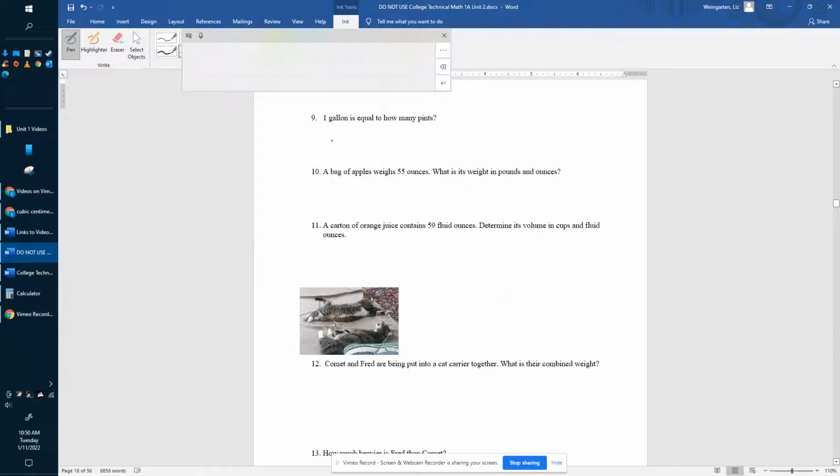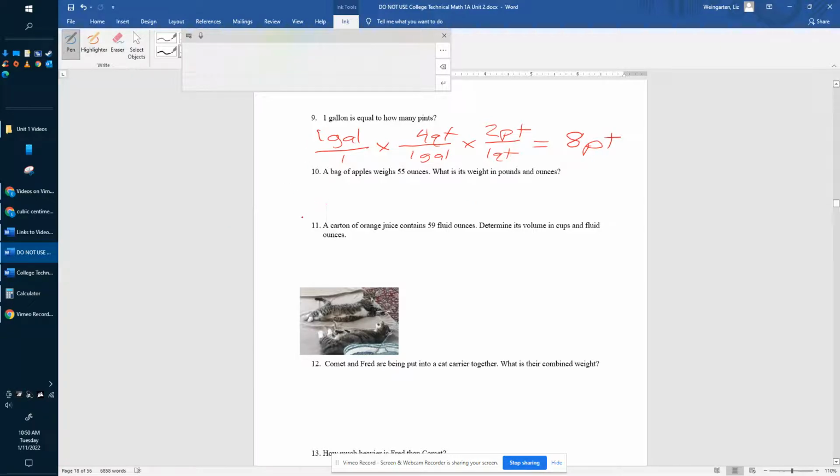How many pints are in 1 gallon? So 1 gallon over 1 times, we can convert gallons to quarts. 1 gallon, there are 4 quarts. And in 1 quart, there are 2 pints. So it is going to equal 8 pints.